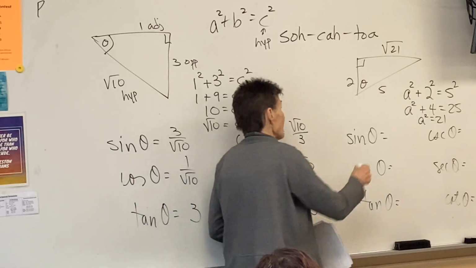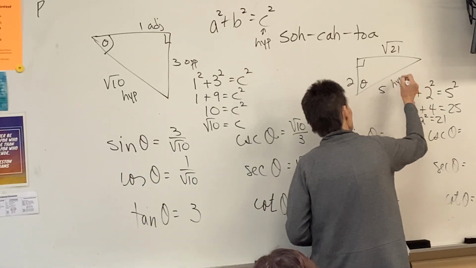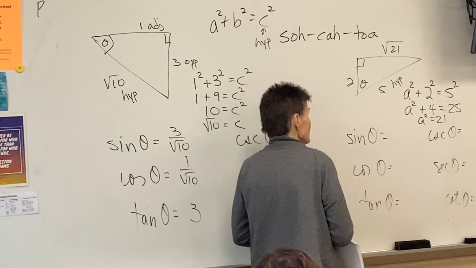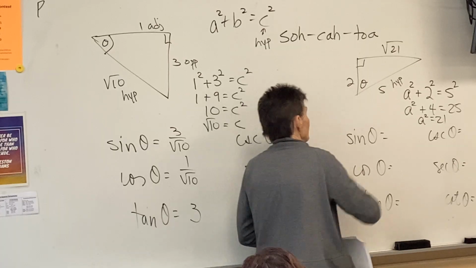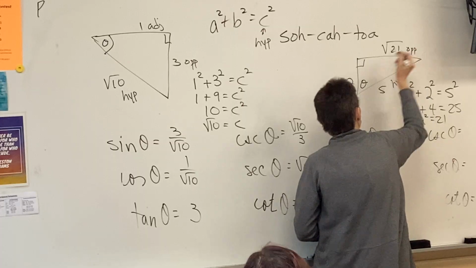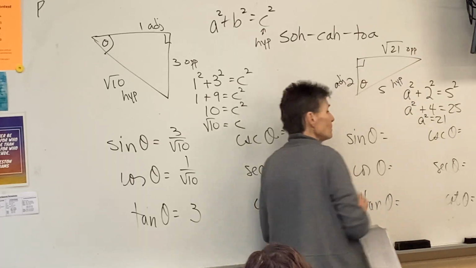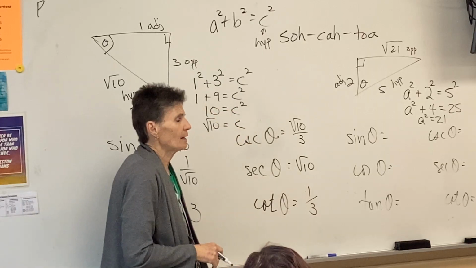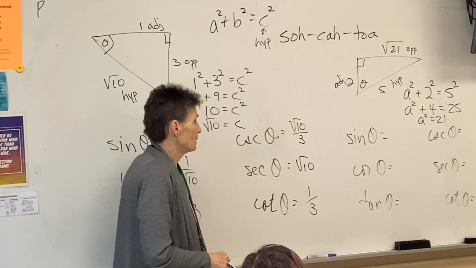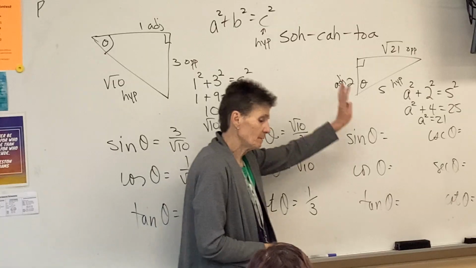All right, this is obviously the hypotenuse. Which one's opposite? Root 21. And then this guy's adjacent. I would recommend you always label those, I just think it's easier if they're labeled. All right, fill them in, let's see what you come up with.